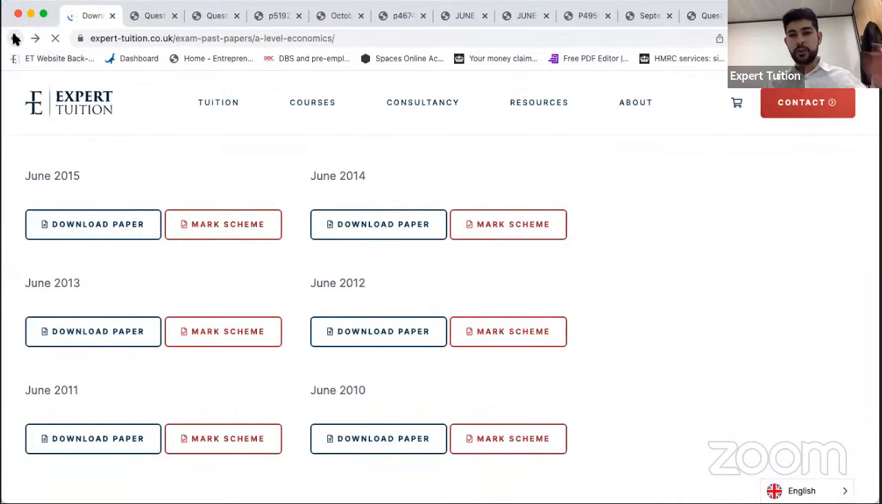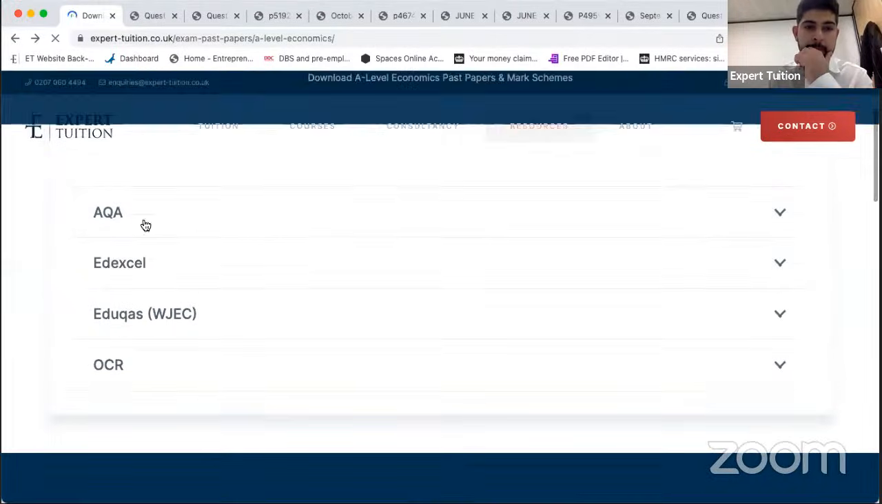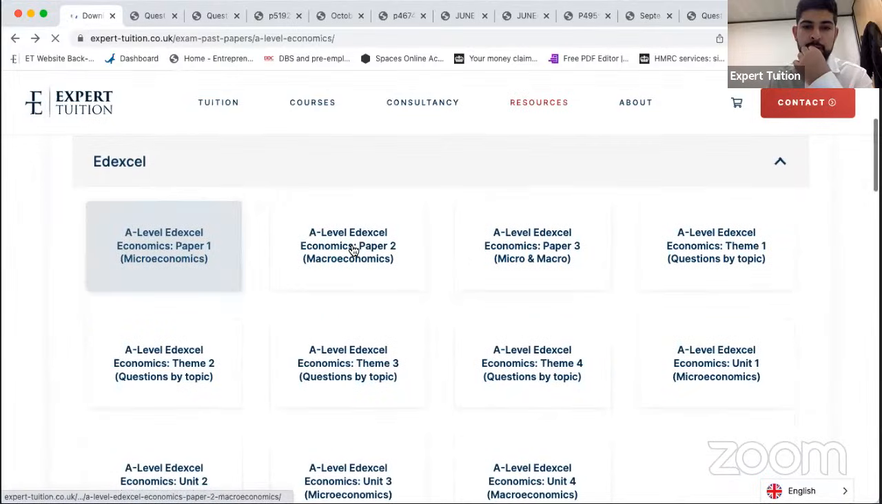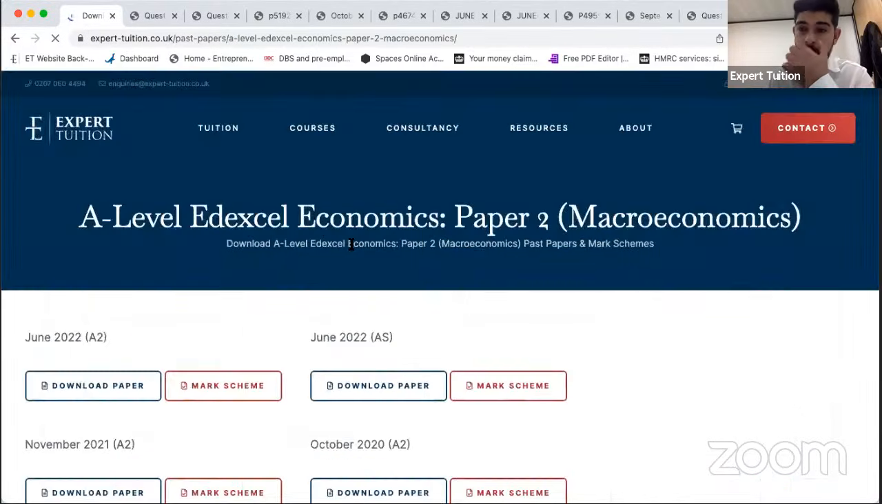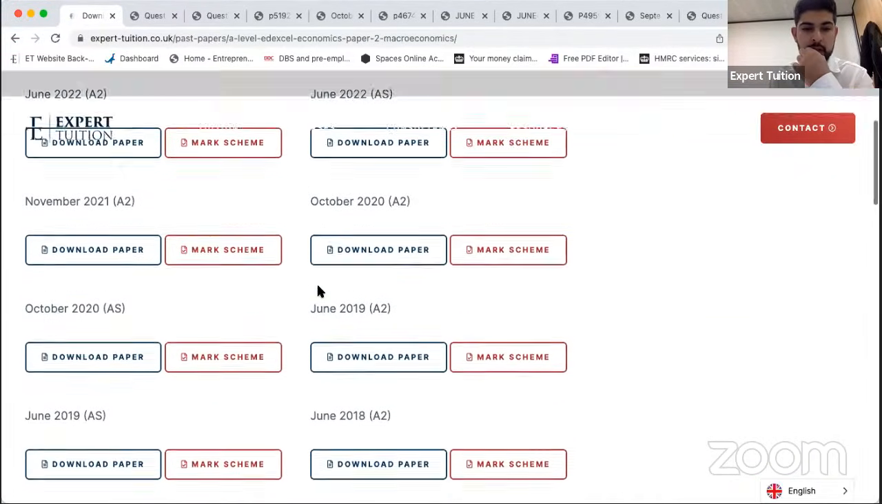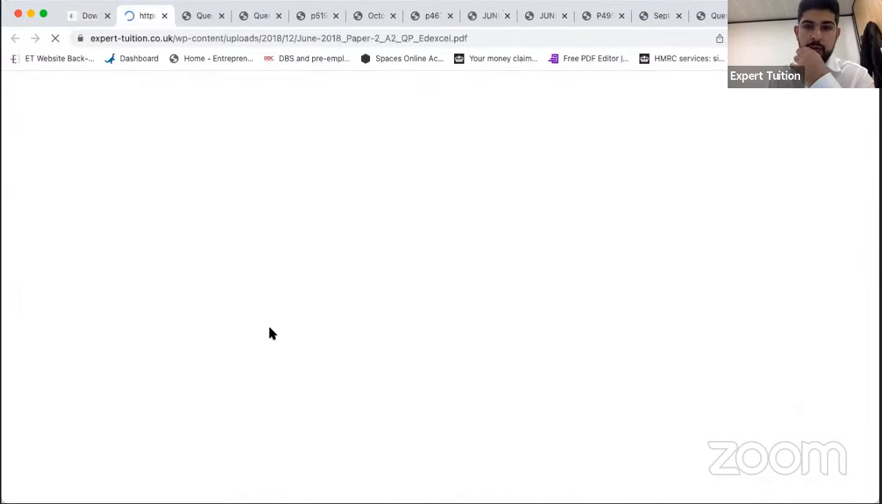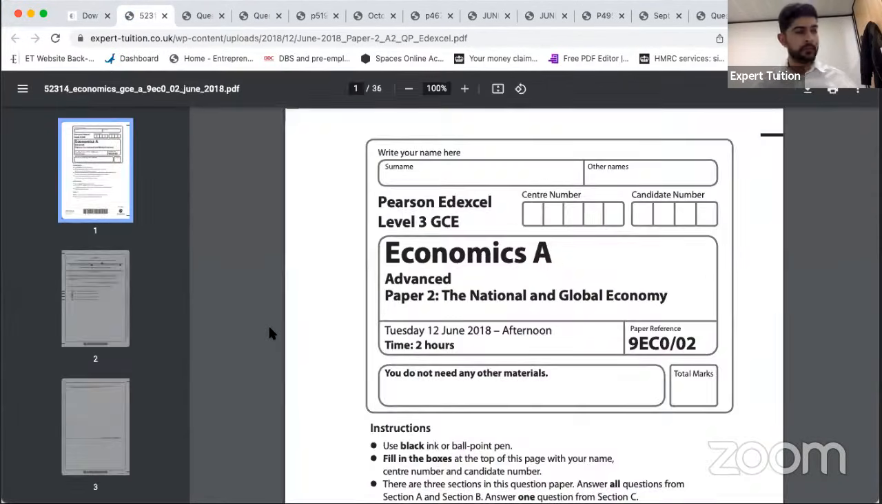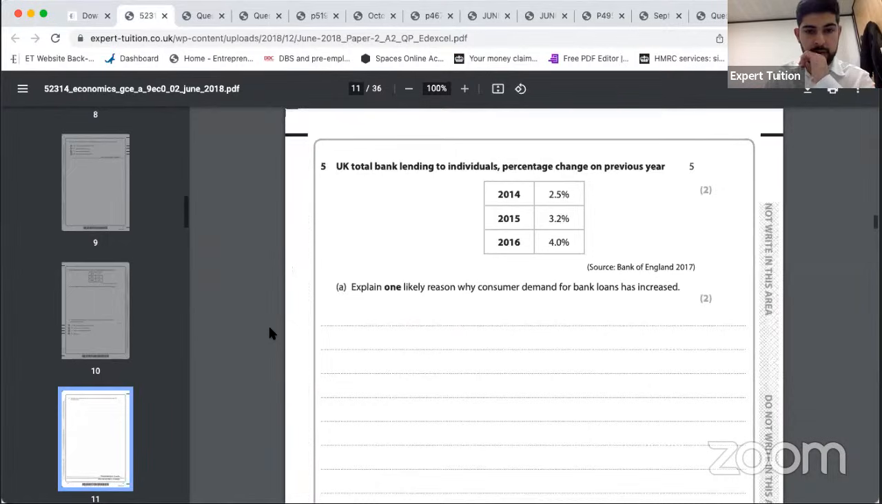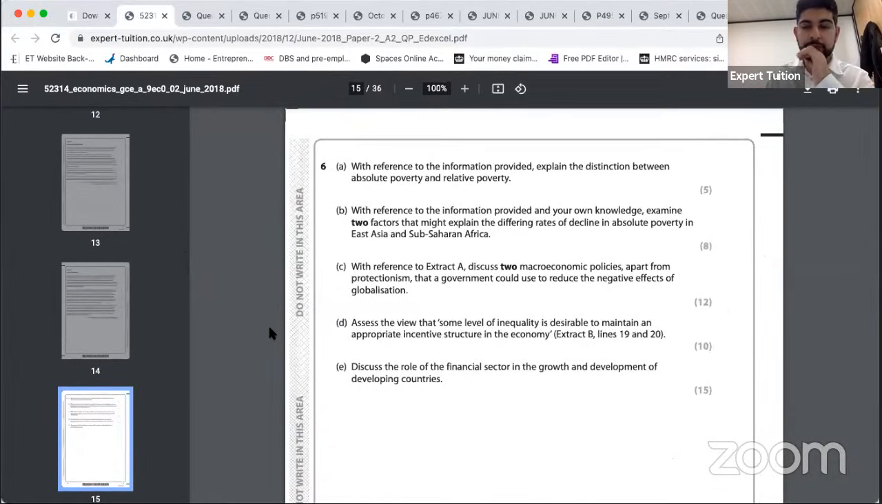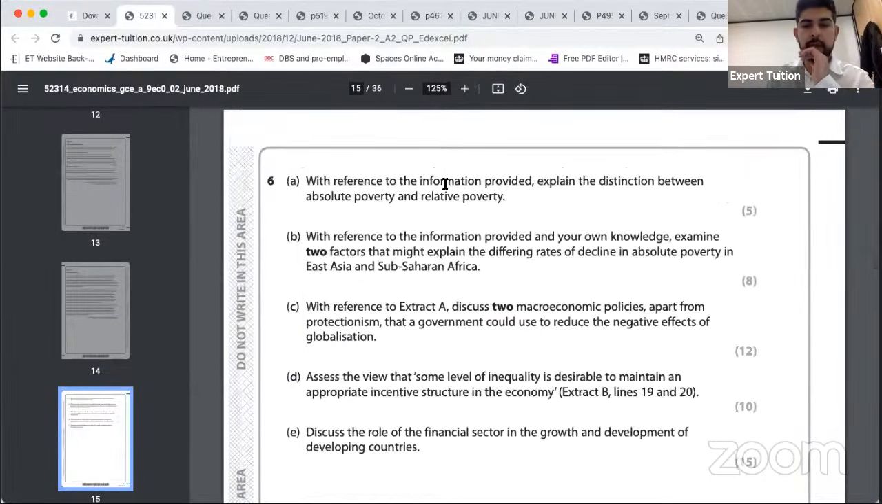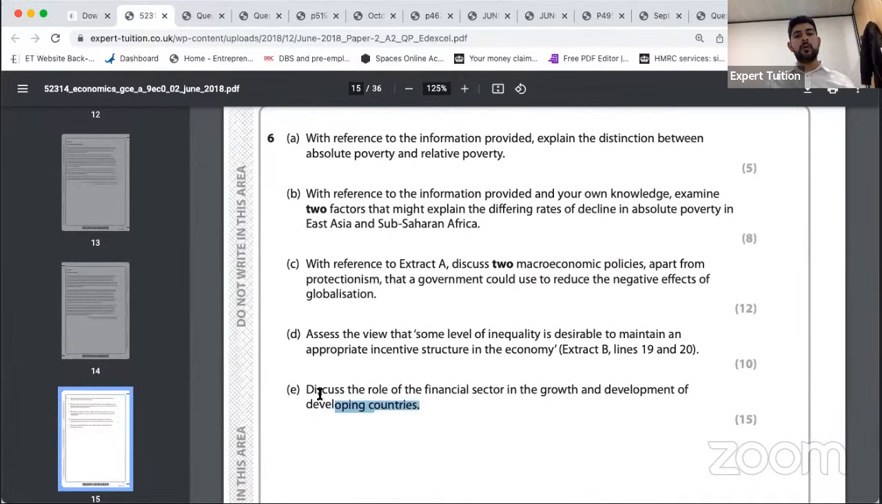Right, it is from the June 2018 paper 2. And I want to make sure you guys actually know how to answer this. So June 2018, paper 2 is as follows. It says, discuss the role of the financial sector in the growth and development of developing countries.